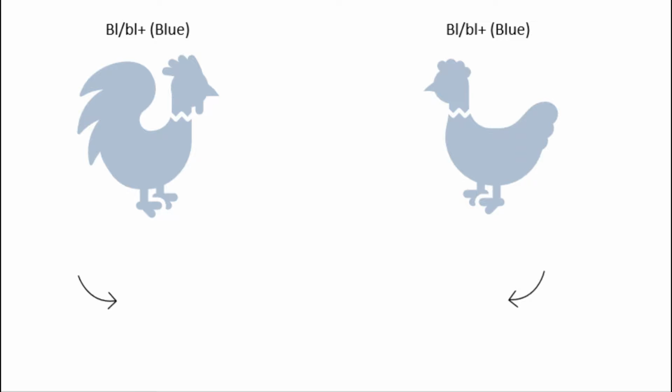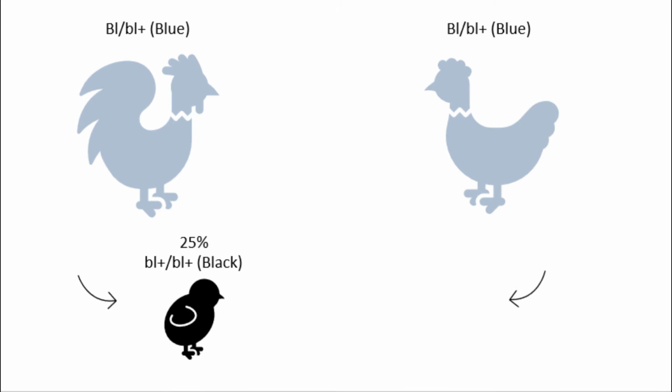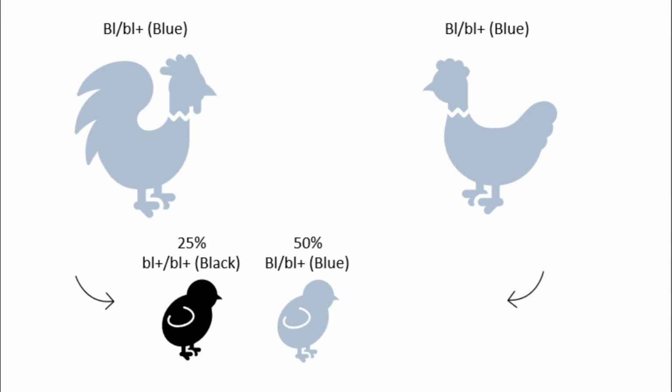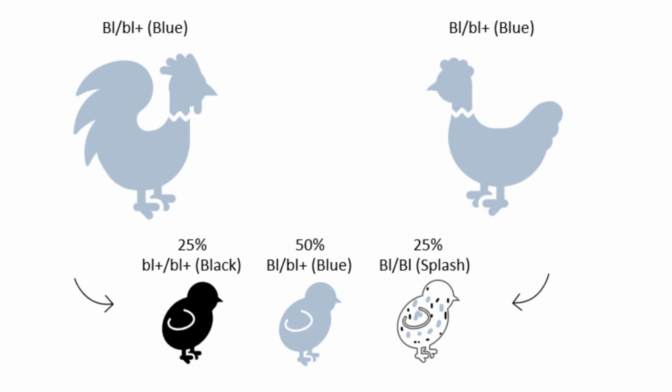Now, if you bred 2 blue chickens together, 25% of the offspring would get 1 black gene from each parent, meaning the chick would be black. 50% of the offspring would get 1 blue gene from one parent and a black gene from the other, making it blue, and the remaining 25% would get 1 blue gene from each parent, making it splash.